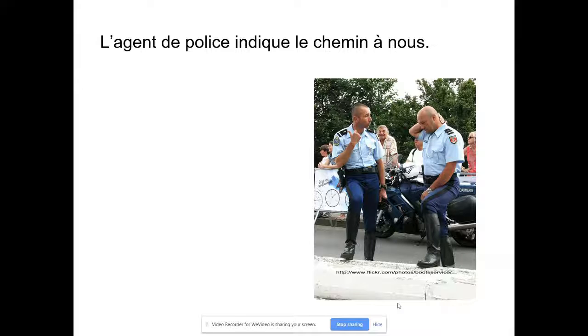Okay, l'agent de police indique le chemin à nous. Even if you don't know all the words in there, you know what the indirect object is. À nous. Okay, is it us? Yes, it is us. It is therefore first person. Is it singular or plural? Plural. L'agent de police nous indique le chemin. Policeman shows us the way.